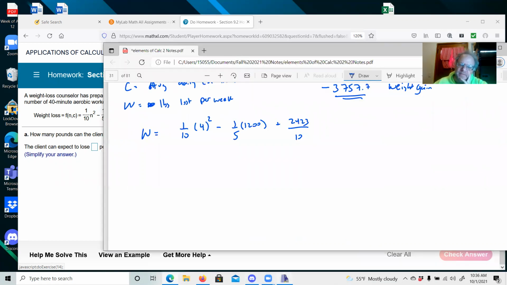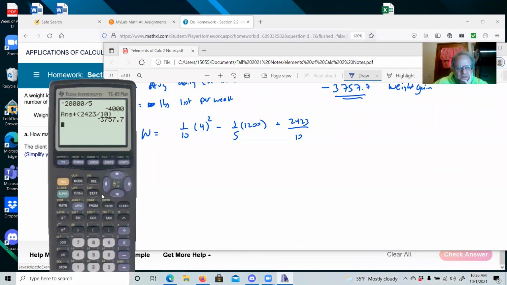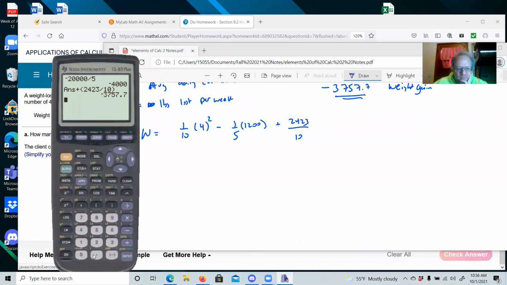Okay, so let's see. We have 0.1 times 4 squared, okay, 16, minus 0.2, that's what 1/5 is, 1,200, okay, and plus, can I just say 242.3?